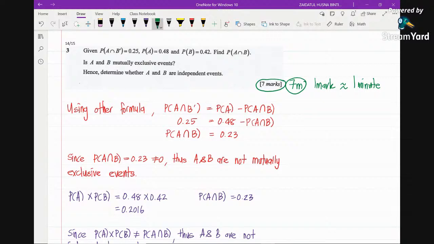We are given probability of A intersect B prime equals 0.25, probability of A equals 0.48, and probability of B equals 0.42. Find probability of A intersect B. This is the first part of the question. And the second part, it should be R here, asks whether A and B are mutually exclusive events. We need to answer whether they are or they are not mutually exclusive, and hence determine whether they are independent. So this question consists of 3 parts. First we need to find the probability of A intersect B. How can we do this? If you refer, we are given A intersect B prime, right?